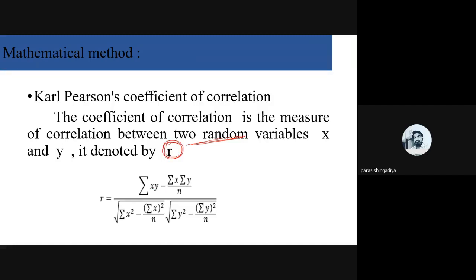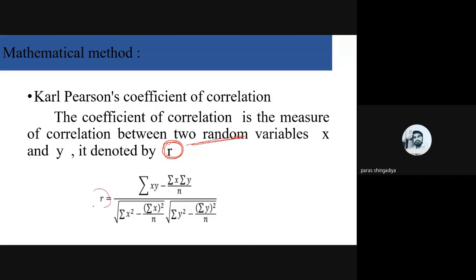So the formula of r is equal to sigma xy minus sigma x sigma y divided by n, in the denominator square root of sigma x square minus sigma x whole square divided by n, into square root of sigma y square minus sigma y whole square divided by n. So this formula is called Karl Pearson's coefficient of correlation.